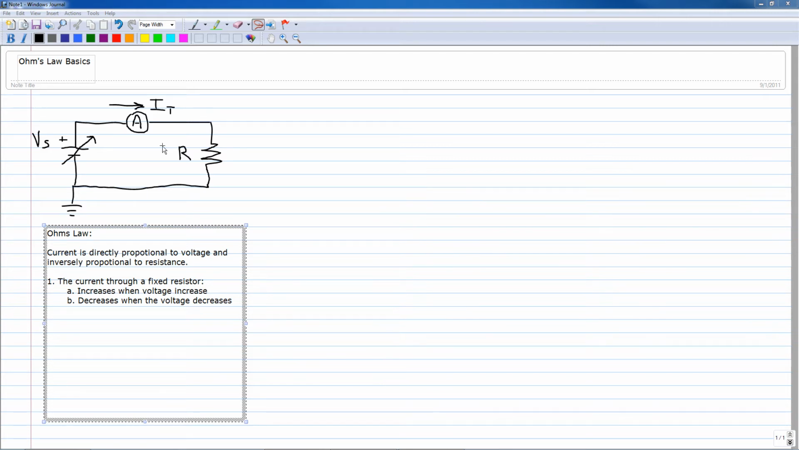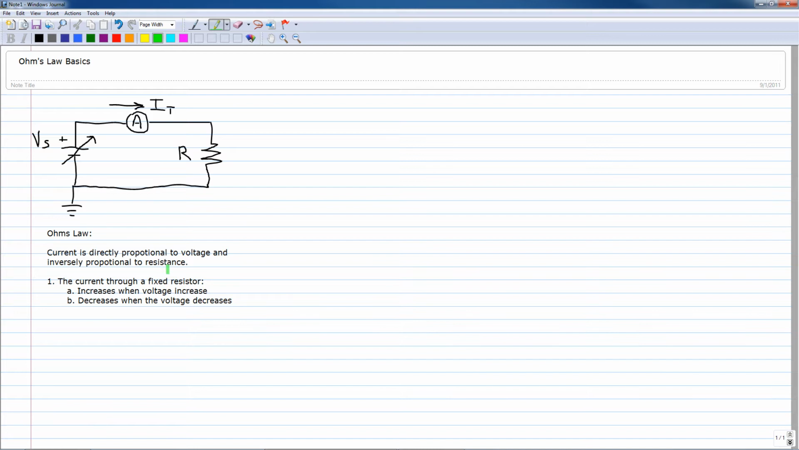Ohm's Law states that the current in a circuit is directly proportional to the voltage and inversely proportional to the resistance. That can be seen in Ohm's Law, which, written out in equation form, is I equals V over R.